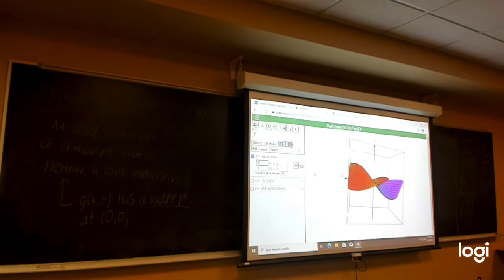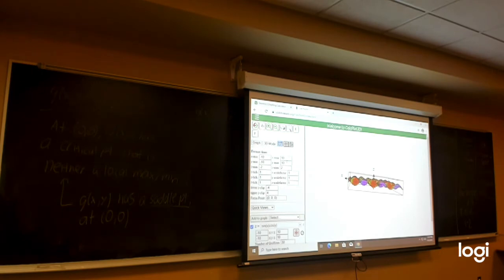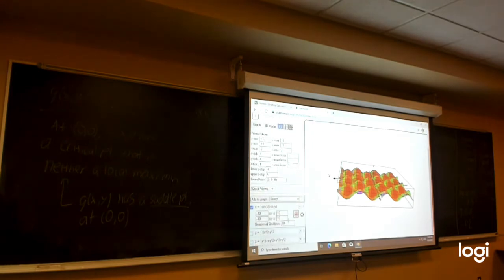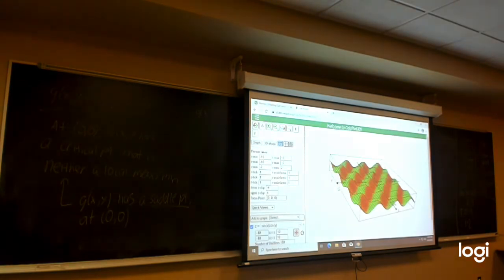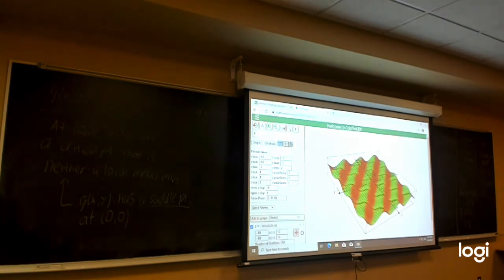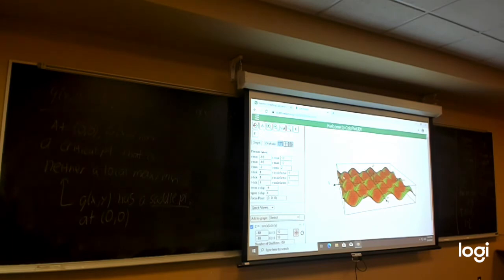So I'm going to go from x and y, go from -10 to 10. Change our axes as well. And make it do 60 grid lines, so it's a little bit easier. What do you think? We have maxes and mins? How many of each? A whole bunch of them.